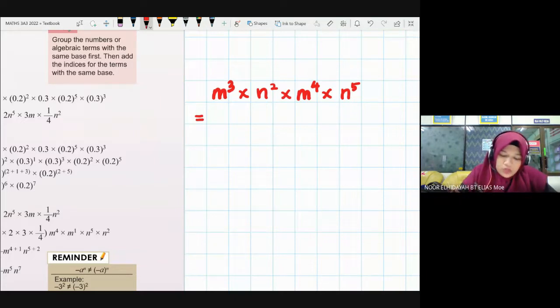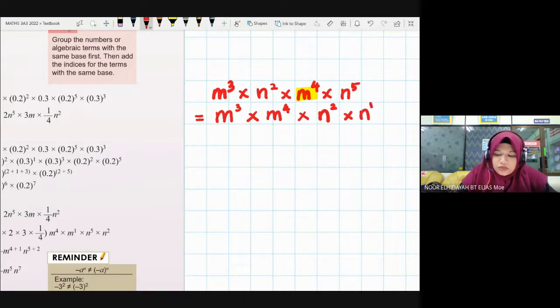So M to the power of 3, times, we take the ones that have M together. Okay, the ones that have M here, times M to the power of 4. If you look at this expression, there is no more M. Okay, continue with another base. So N to the power of 2 times N to the power of 5.